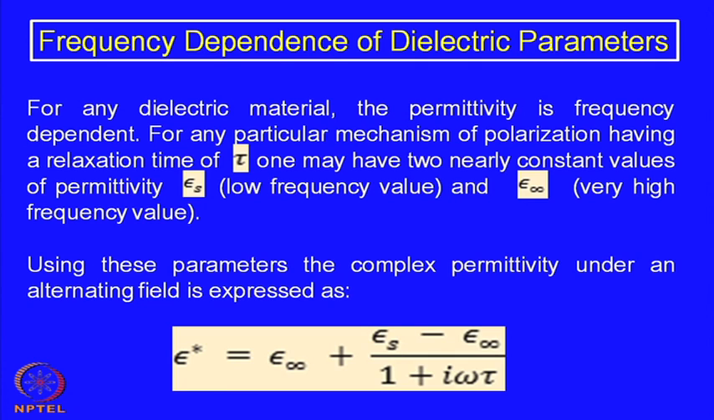We are not discussing polarization here; we are trying to look at the overall dielectric constant and how it depends on the frequency. For any dielectric material, the permittivity is frequency dependent because the polarization is frequency dependent. For any particular mechanism of polarization having a relaxation time of tau, we have said earlier that for any process there is a time constant, the characteristic time it needs for displacements, because the charge is getting displaced from one point to the other. So, time is necessary for that movement, for that change to take place.